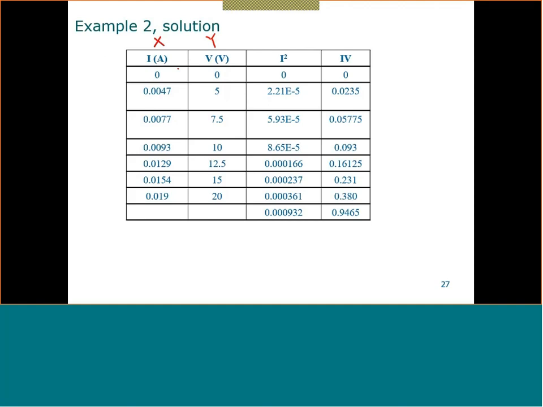It is X of I, Y of I, divided by the summation of X of I squared. Okay, so this is your X of I squared. This is the summation, so this is the number that I'm looking for. So this is your X of I squared summation, 0.0000932. And then the summation of X times I is equal to 0.9465. So if you do the summation, you will find that this is your R.